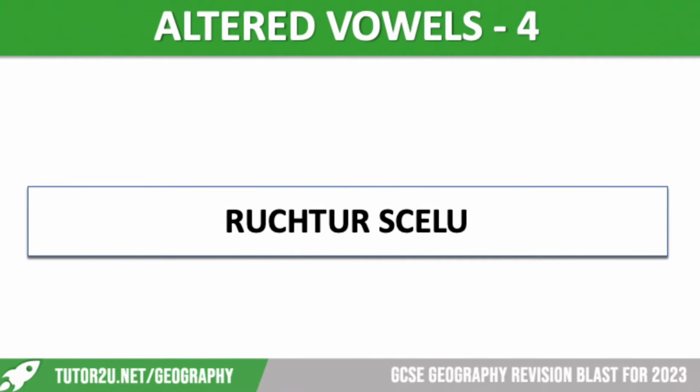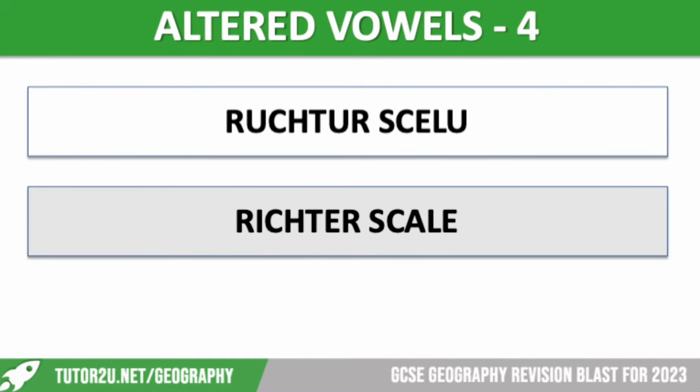Okay, our fourth one is on the screen. Let's reveal. It's a Richter scale. This is a measure of magnitude of an earthquake. However, we don't tend to use the Richter scale anymore. It is seen as an outdated way of measuring earthquakes, although you will still see it in your textbooks.